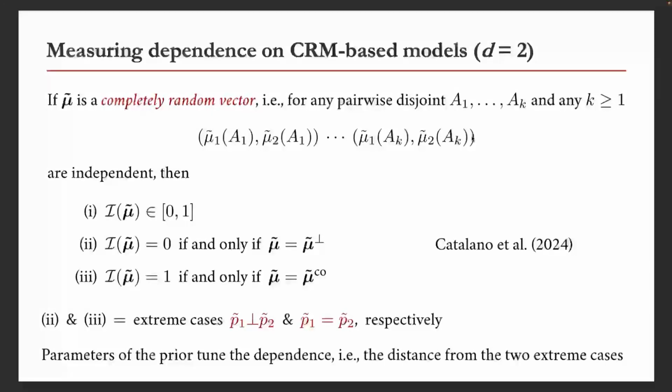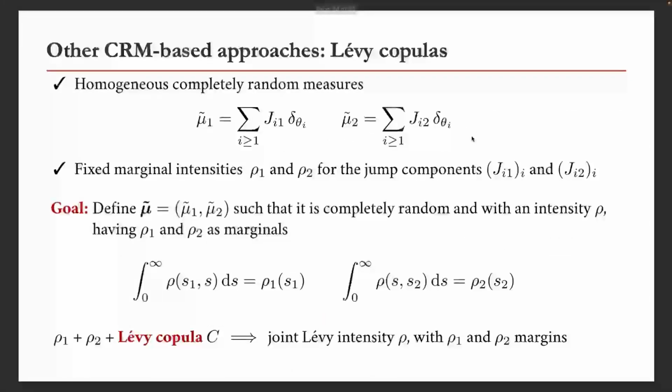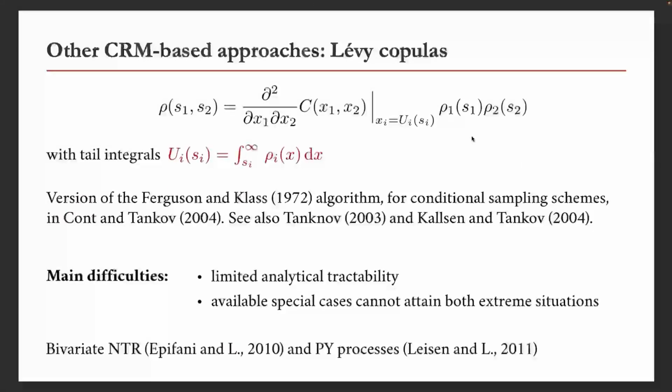And one can use this tool to tune parameters in order to tune the distance between the two extreme cases. Now, there are other completely random measure-based approaches I won't have time to discuss. One, for instance, based on Lévy copulas, I've been working on, but they have limited analytical tractability and also impose some constraints that again limit a lot the possibility of achieving a large range of dependence structures. So I won't discuss this.